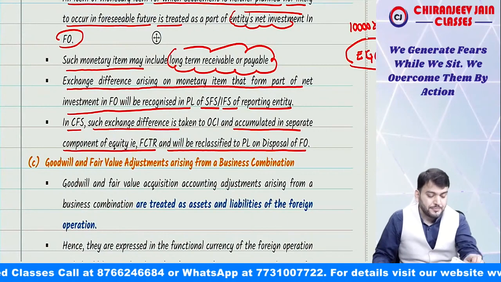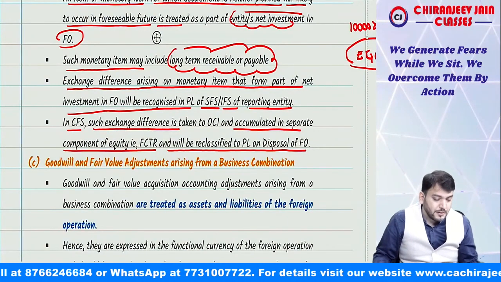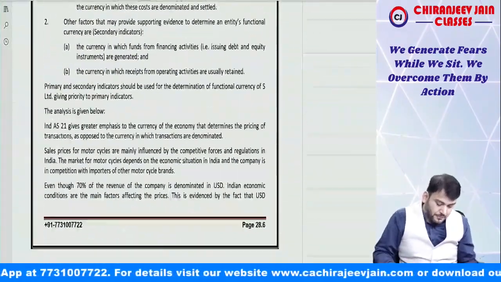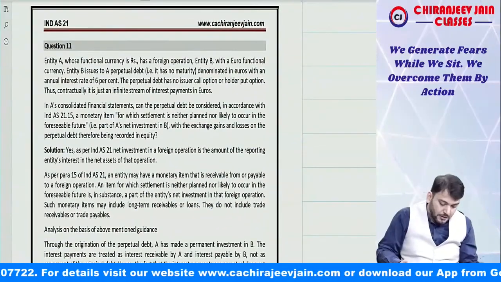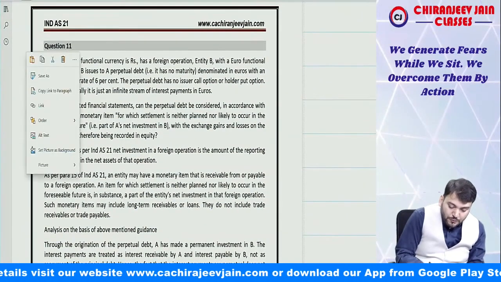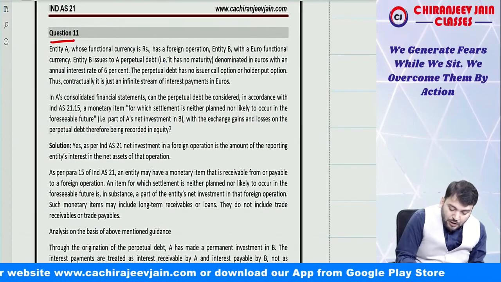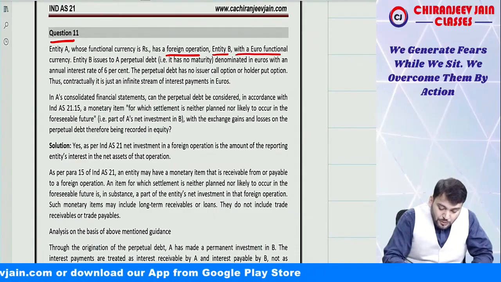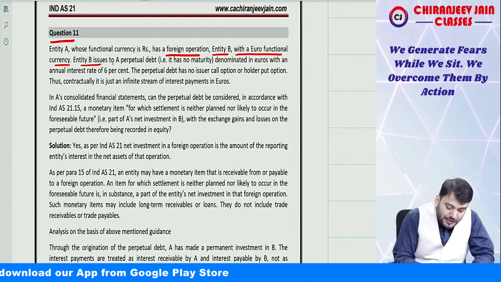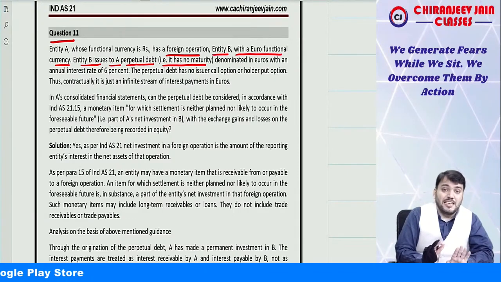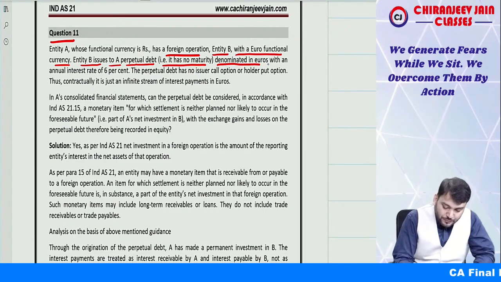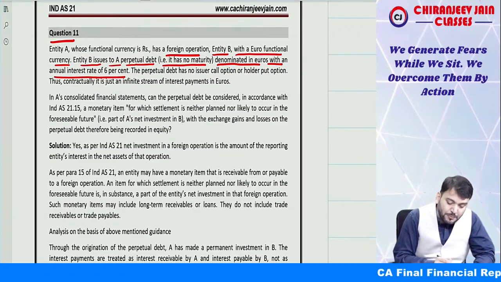Let me take one question. Come to question number 11. Entity A, whose functional currency has a foreign operation, Entity B, with a euro functional currency. Entity B issued a perpetual debt. It has no maturity, means settlement is not planned. Yes, sir. Denominated in euro with an annual interest rate of 6%.